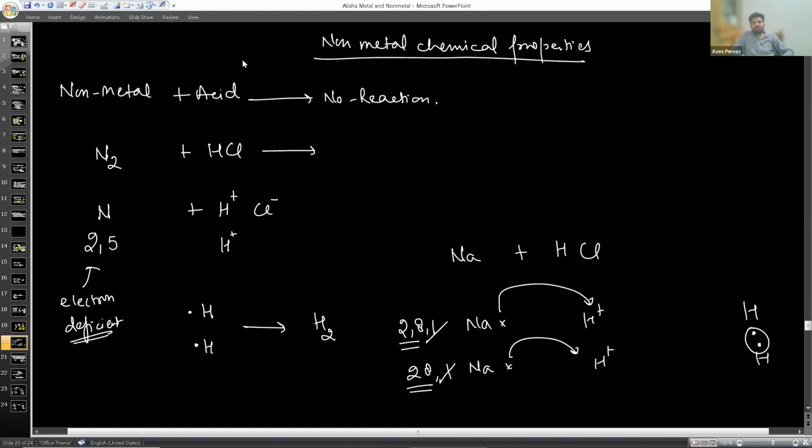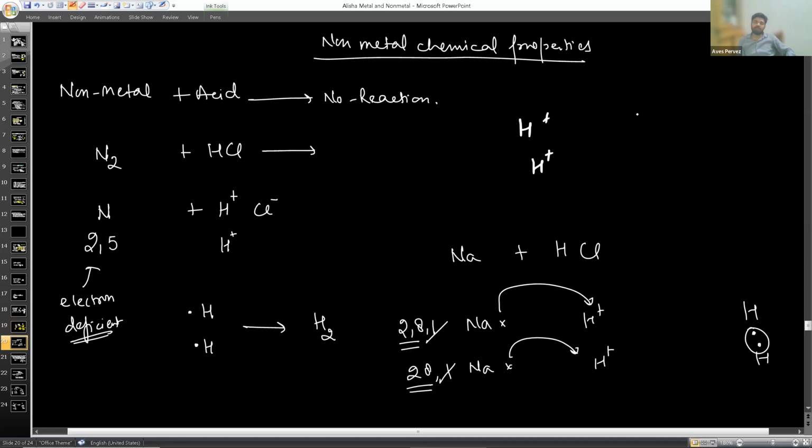Now, non-metals do not react with acid. Why? Because non-metals are electron acceptors, and metals are electron donors. Why do non-metals not react? Because they are not able to. For example, acids are giving you H+ ions.